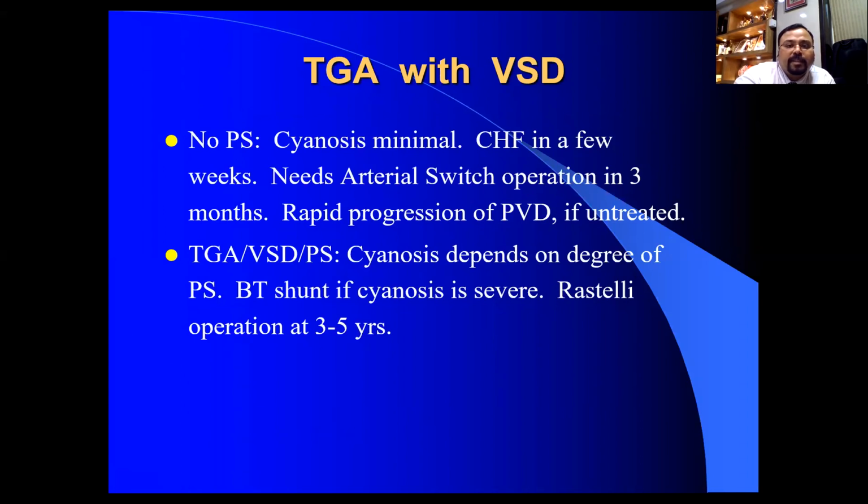TGA VSD PS may need a BT shunt if cyanosis is severe and not improving on PGE1. Sometimes Rastelli operation is done at 3 to 5 years of age: VSD closure with RV to PA conduit.